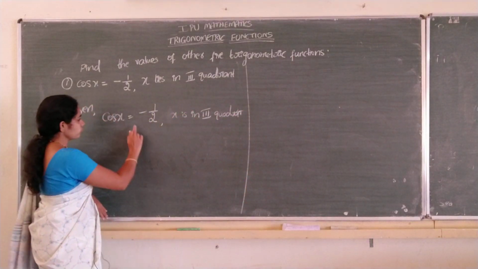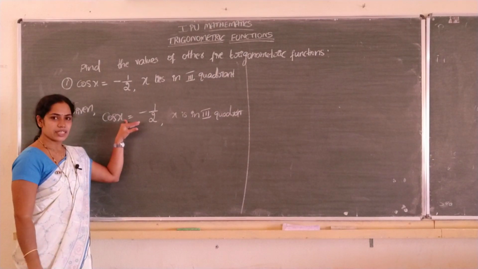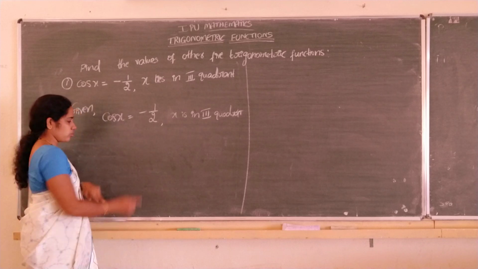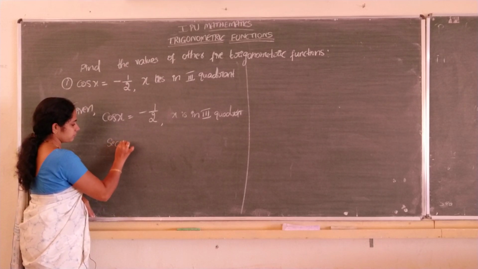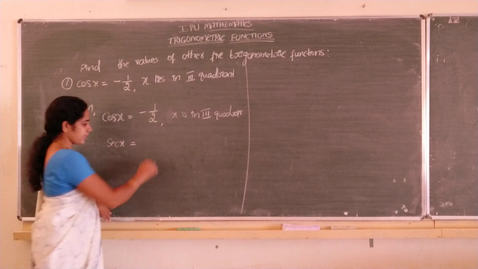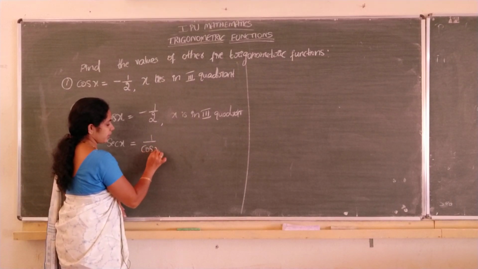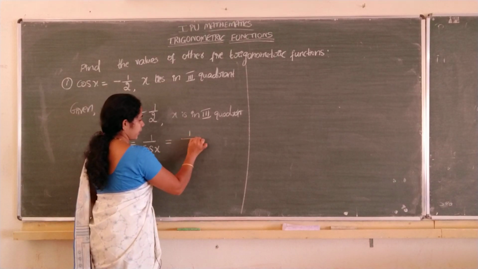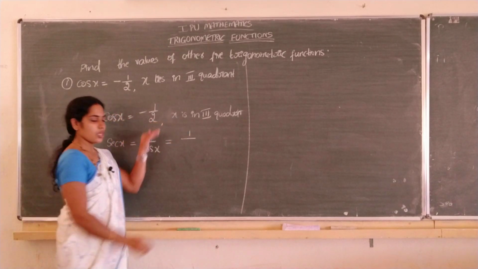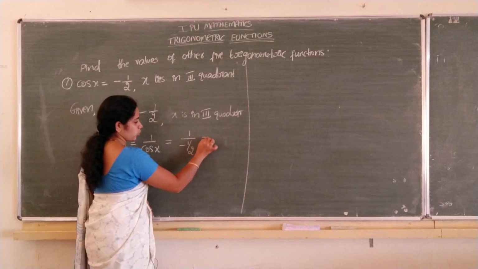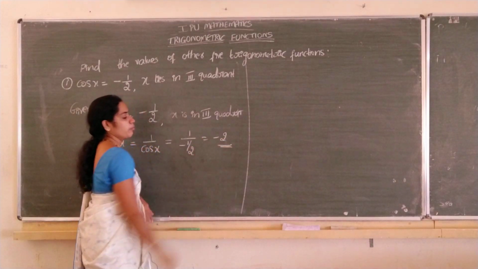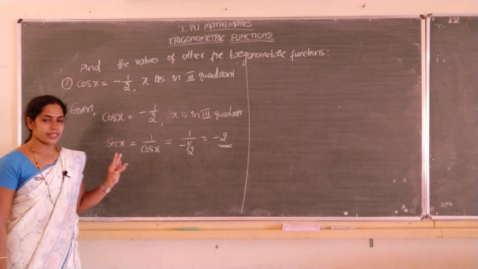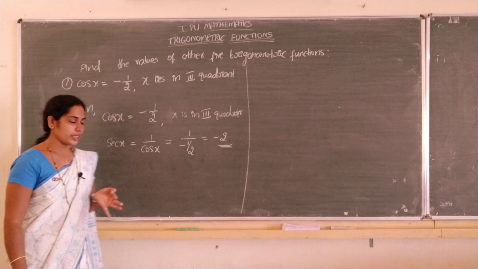Now, if cos is given, directly we can write secant function, correct? What is secant x? Secant x is equal to 1 by cos x. Okay, this is equal to 1 by, what is cos x? Cos x is minus 1 by 2, so this is equal to minus 2. Then we need sin x, cosec x, tan x and cot x.